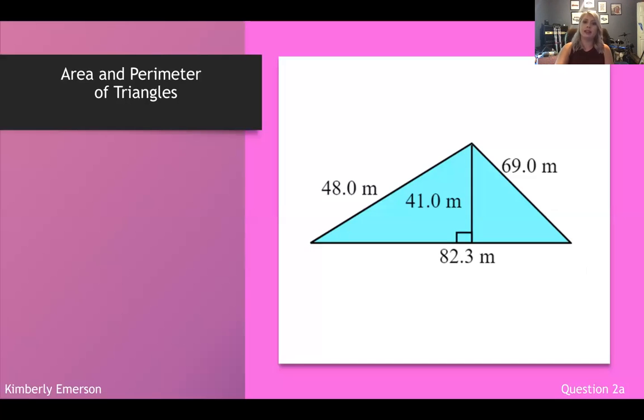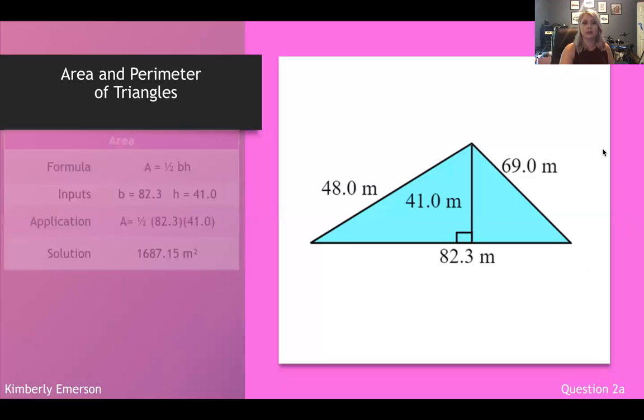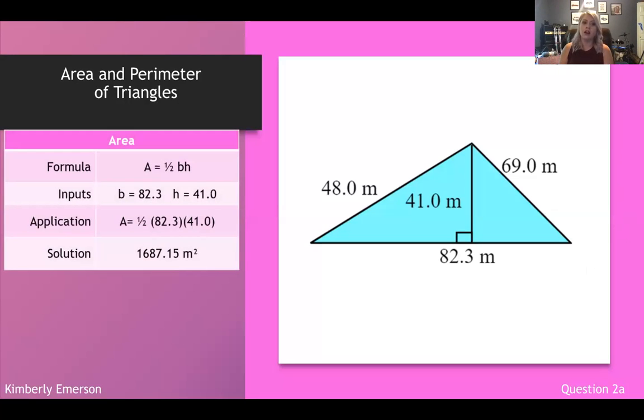So now we're going to get to something that's a little bit more tedious. We're going to get into area and perimeter of triangles. So using our homework experience and questions, we're going to look at this. Define area. We know the formula for area is 1/2 base times height. So our input for our base, B, would equal 82.3, and we can see that down here.